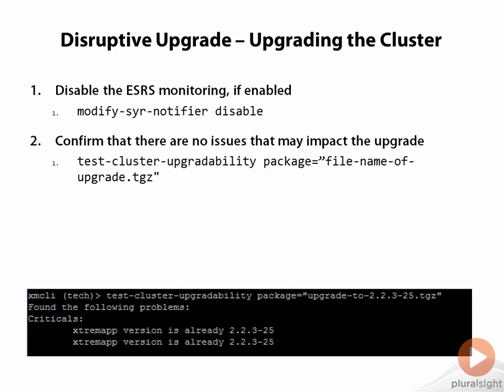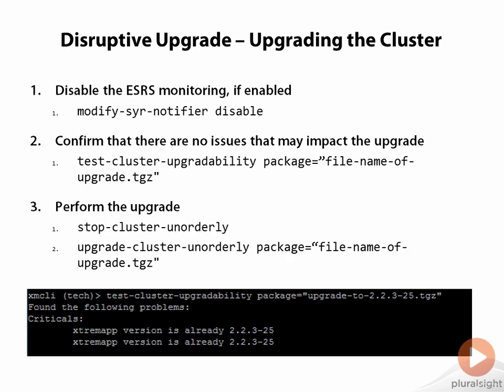Then confirm that there are no issues that may impact the upgrade. So you want to do a test cluster upgradability, package equals the name, and it'll tell you if there's any issues. Like the example down at the bottom, I'm saying I want to upgrade to 2.2.3 build 25. It's going to tell me that this thing's already running 2.2.3-25. It'll also tell you if there's other issues with initiators, single connected hosts, things like that.